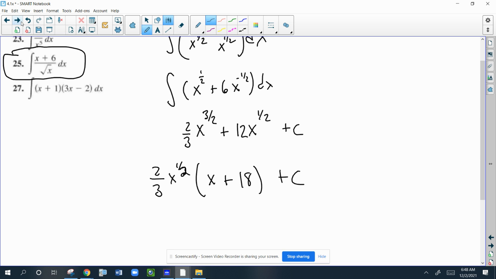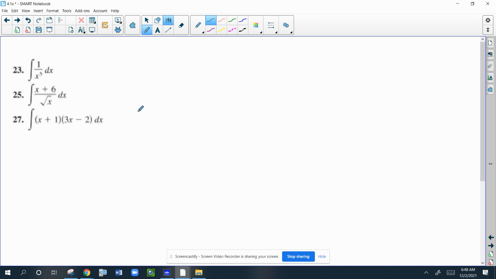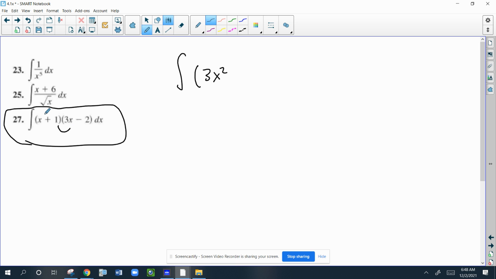Finally, the last one, 27. That's a product. You can't integrate a product. So what we're going to have to do is FOIL that out or distribute it out. So we have x times 3x. The middle terms will be 3x minus 2x. And the last term is minus 2. So we do have to multiply that out before we attempt to find the antiderivative or integrate.